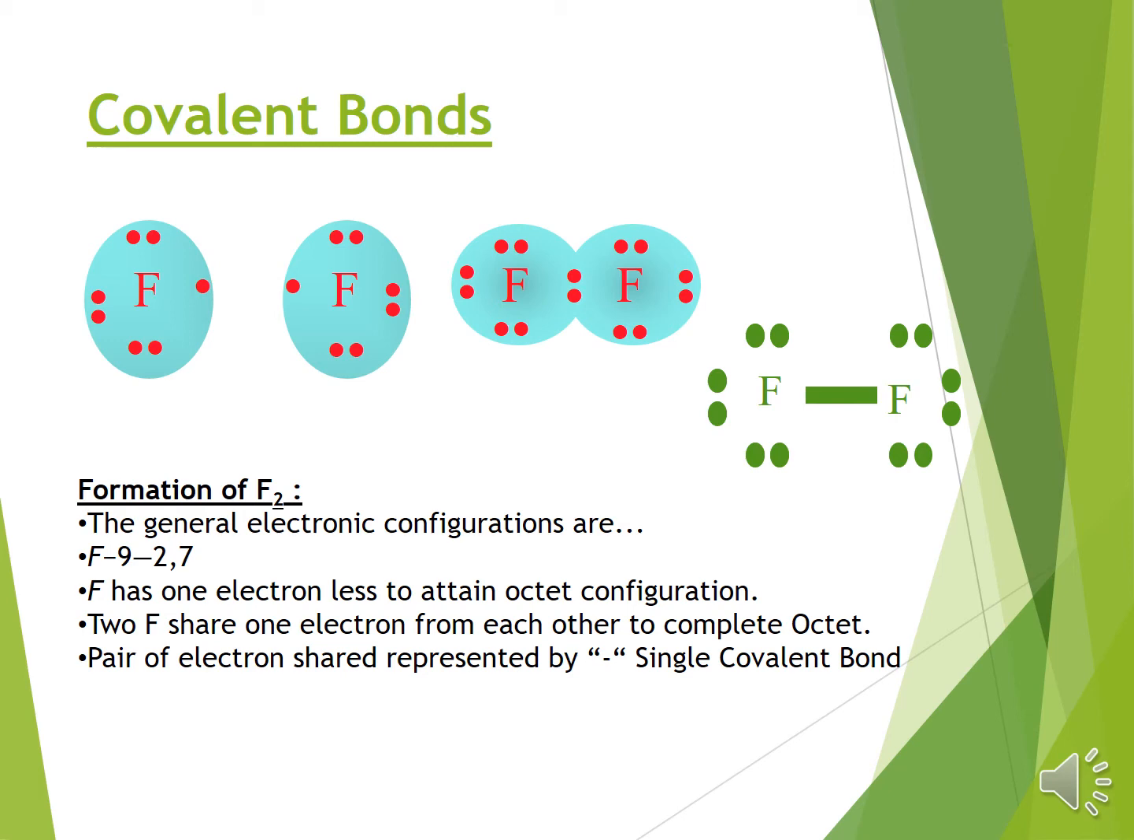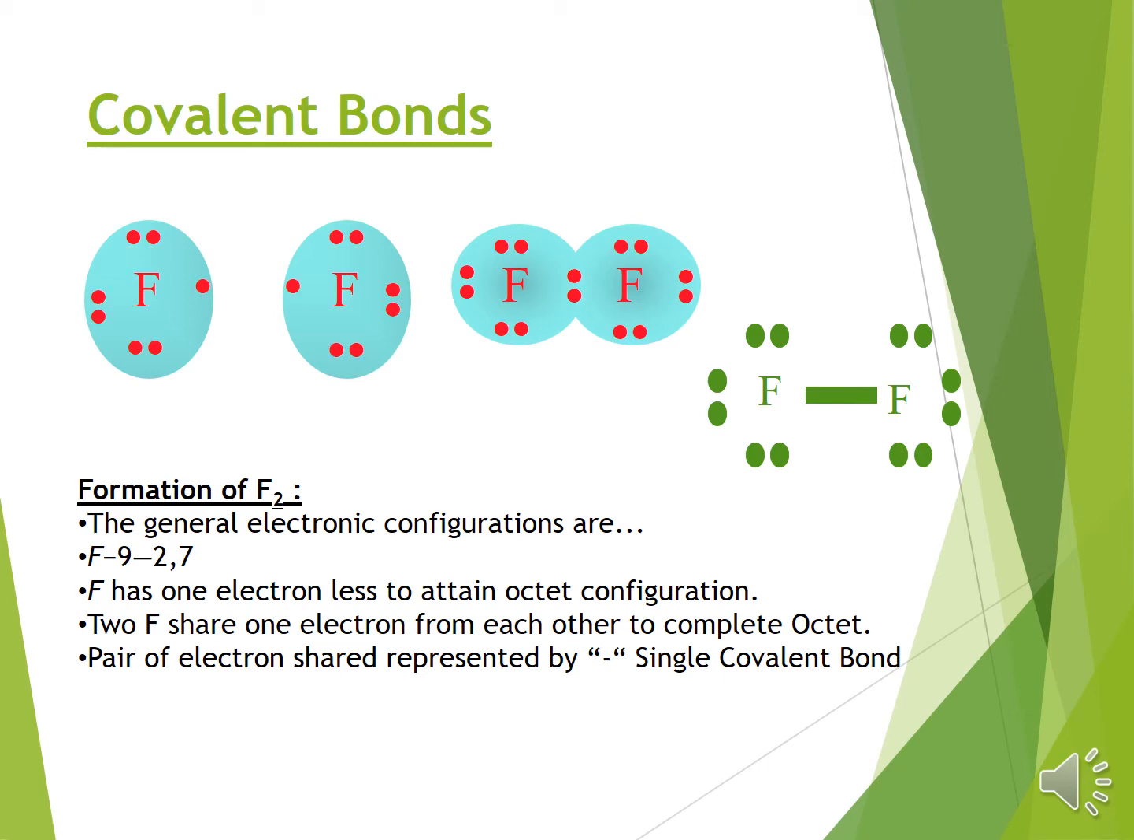The atomic number of fluorine is 9. The configuration is 2, 7. 7 valence electrons are present in fluorine. The outer orbit contains 7 electrons. Fluorine requires 1 electron to complete the octet and become stable. But both have 7 electrons, so both are not ready to lose their electron. So instead of gaining an electron from outside, they share one electron with each other.